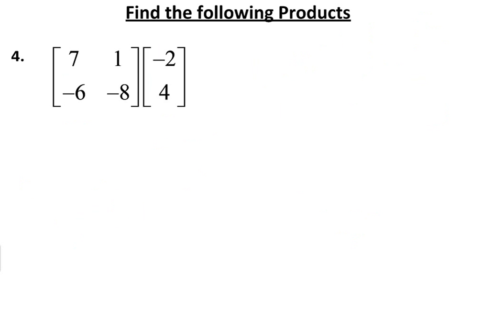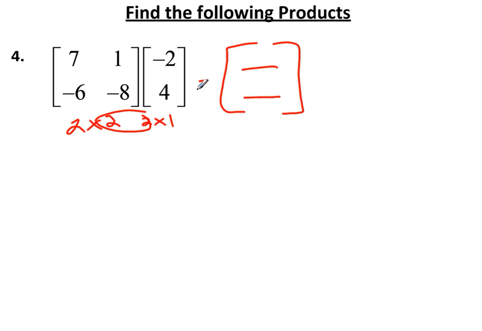Again, if you'd like to pause to see the solutions here, I'm going to go through this one a little bit faster. This is a 2 by 2, and this is a 2 by 1. Okay, these are the same, so my final answer is going to be 2 rows by 1 column. To find the first one, I'm going to take row 1 and column 1. So I'm going to get 7 times negative 2 is a negative 14. 1 times 4 is a 4. My answer is a negative 10.